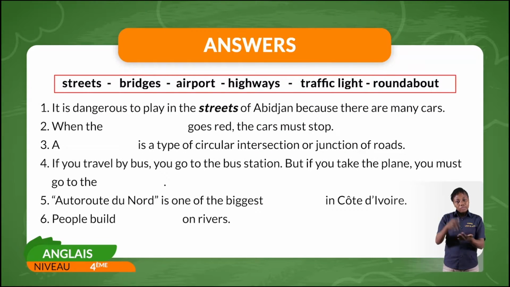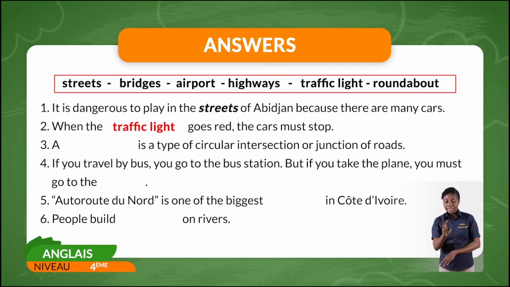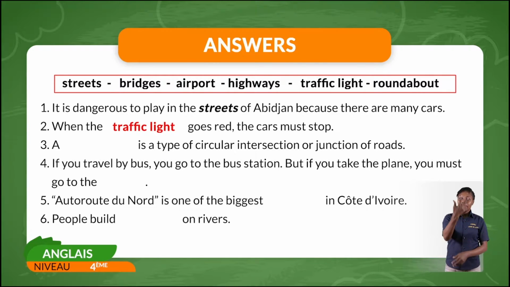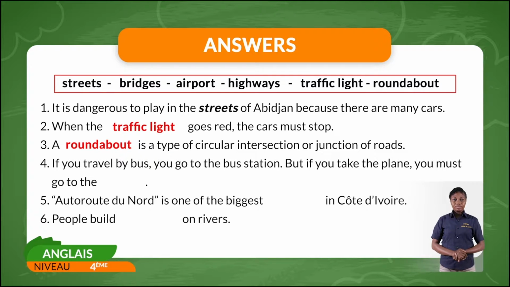Now, let's correct. Number 1 was an example, so number 1, street. Now 2, when the traffic light goes red, the cars must stop. Okay, so number 2 is traffic lights. So when it goes red, the cars must stop, and when it goes green, the cars can move. Very good. 3, a roundabout. Number 3 is a roundabout, which is a type of circular intersection or junction.